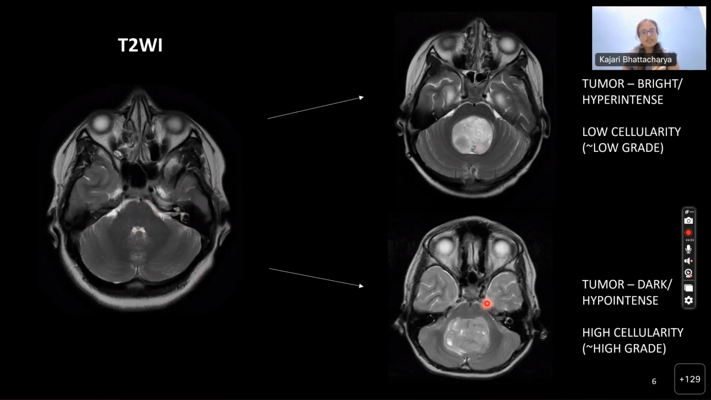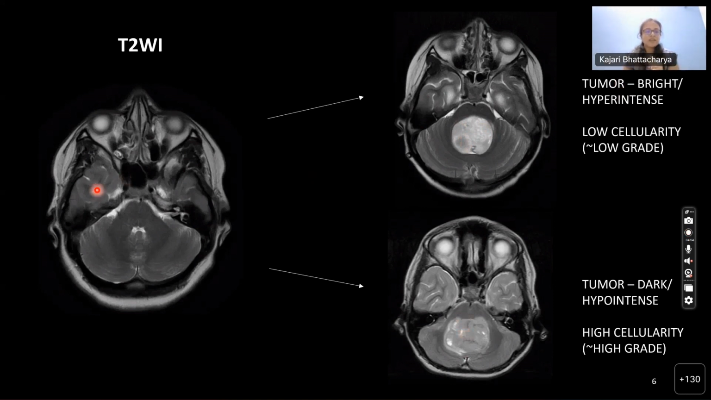So these are two lesions. Both are midline lesions. Both are located within the fourth ventricle. However, if you observe carefully, this one appears a little bit bright. So whatever appears bright is called hyperintense. Whatever appears dark is called hypointense. And what is hyper and hypo as compared to?